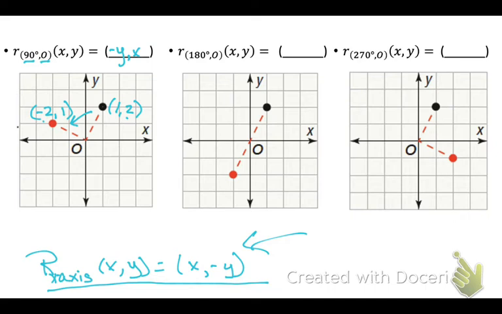Okay, so let's look at 180. So we have 1, 2, right? And it ends up where? Negative 1, negative 2. So it went this way, 180 degrees. So it was X, Y, and now it's what? Negative X, negative Y. Now you seeing how this is working? Yeah. Okay, so try the 270 on your own.